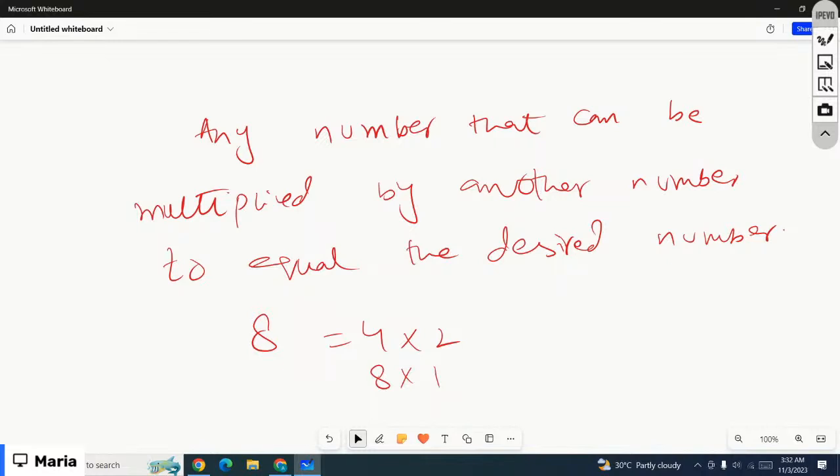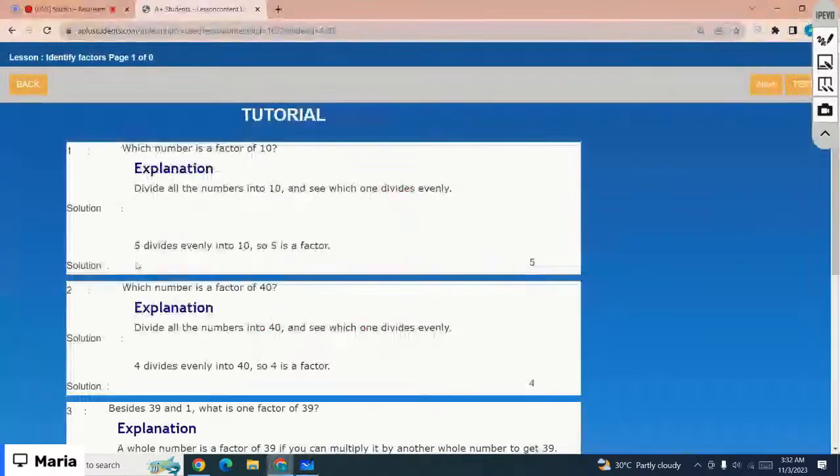So the factors of 8 are 2 and 4 because 2 times 4 makes 8, and 1 and 8 because 1 times 8 makes 8, right? So let's just start with the lesson.